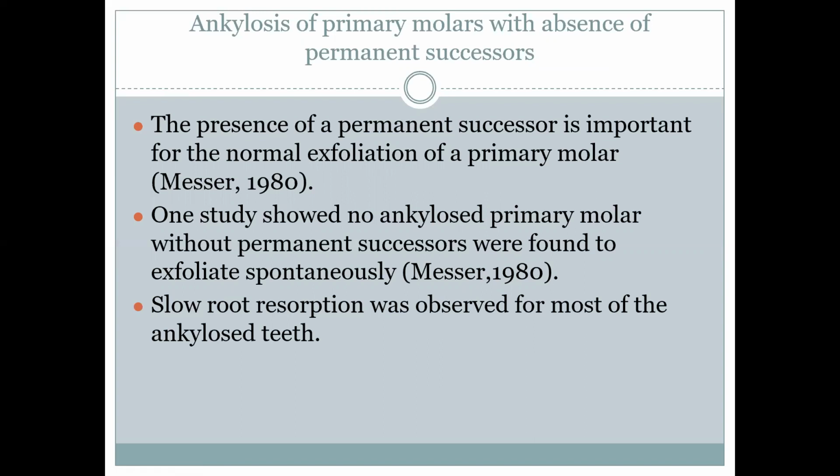So bullet point number 1 means that if there is not a permanent successor to take the place of the primary molar, the roots will resorb very slowly, and there is a higher incidence of ankylosis because, as we know, the eruption process of the permanent teeth will enhance the resorption of the roots from the primary teeth, causing the primary teeth to loosen. But if the permanent tooth is missing and there is no permanent tooth bud, then this is going to be difficult.